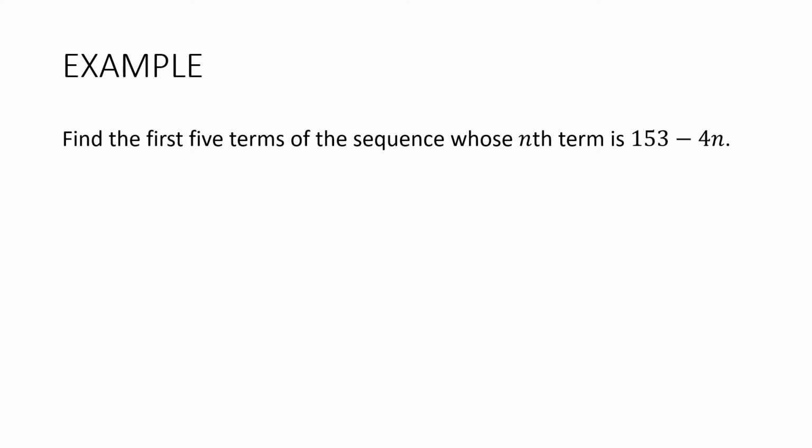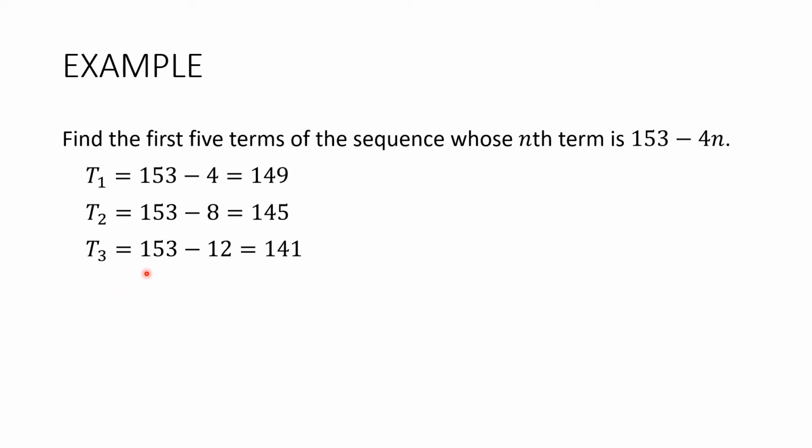Here's an example. Find the first 5 terms of the sequence whose nth term is 153 take 4n. So the first term is going to be when n is equal to 1. So I just substitute in n equals 1. So T1 equals 153 take 4, which is 149. This is really easy maths. So T2 is 153 take 4 times 2, which is 8, is 145. This is a linear sequence. We can see that's just n to the power of 1. So once you see the pattern, you can continue it. But let's do one more. T3 is 153 take 4 times 3, which is 12, which is 141. We can see that it's going down by 4 each time. So there's T4. And there's T5.